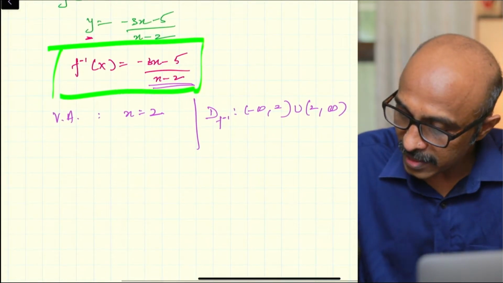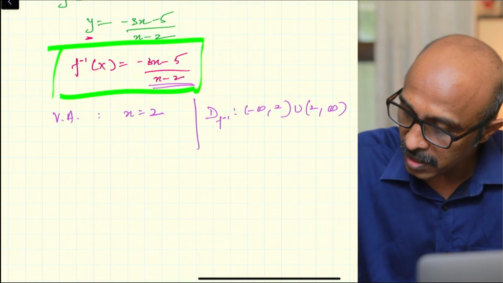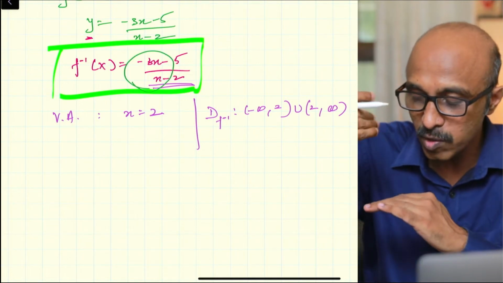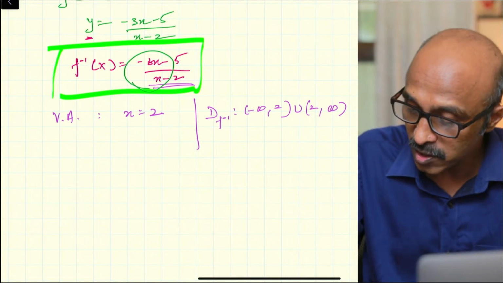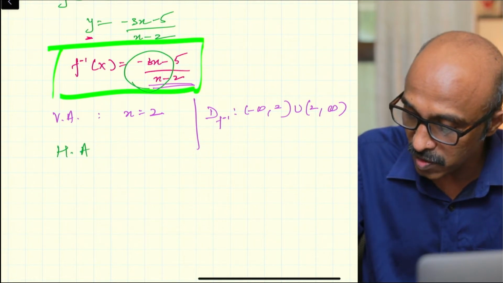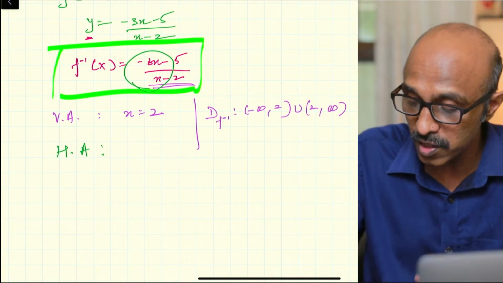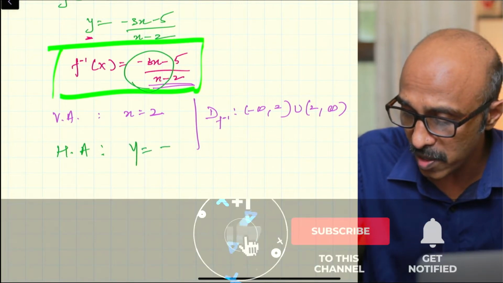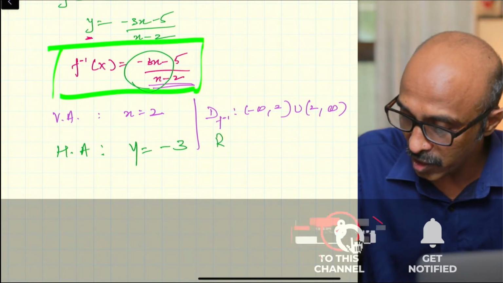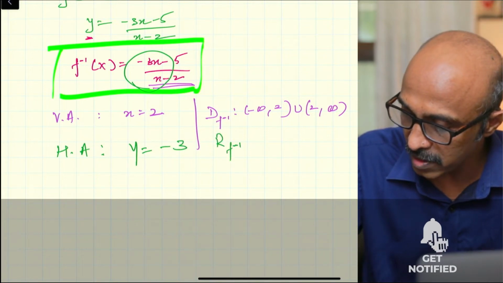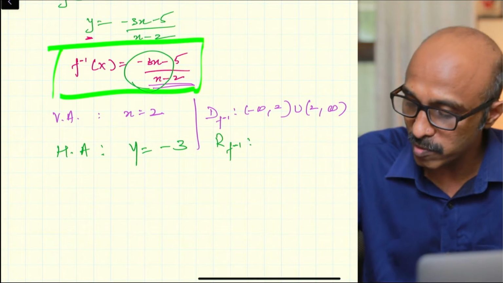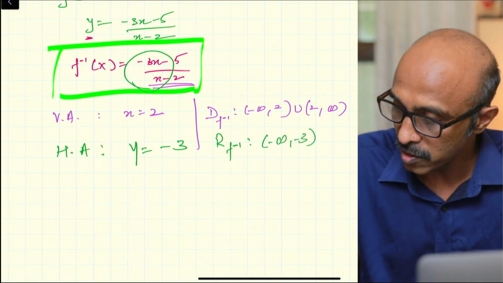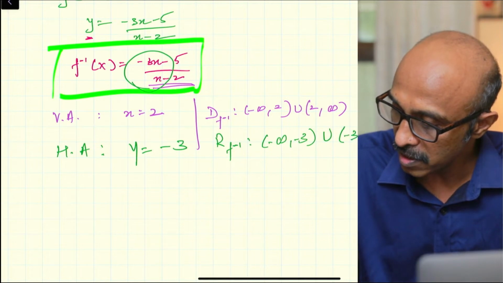In the same way, when we look for the horizontal asymptote, you can see that again it's the case of the numerator and the denominator being of the same degree. So the horizontal asymptote is just the ratio of the coefficients of those x terms, which gives y equals negative 3. And again, the range of the inverse, because of that horizontal asymptote, will exclude that value, so it's negative infinity to negative 3 union negative 3 to infinity.